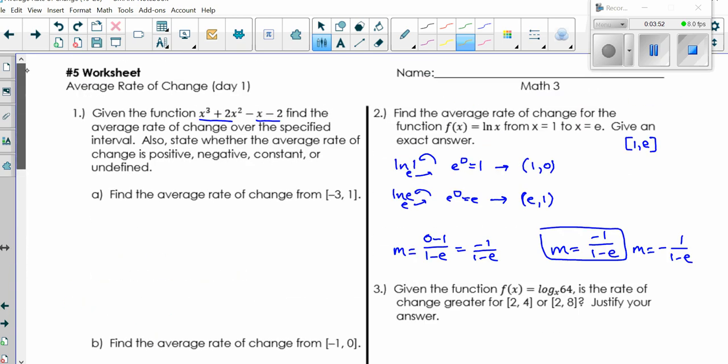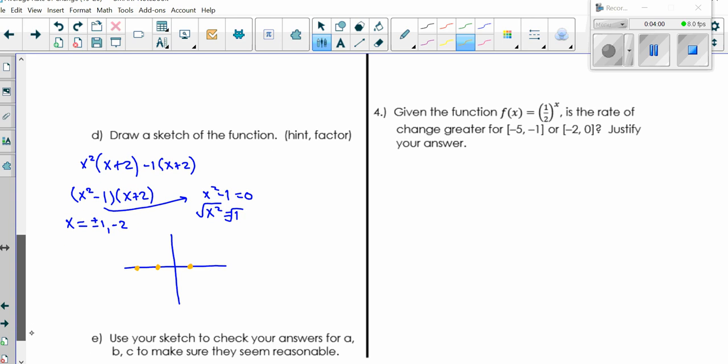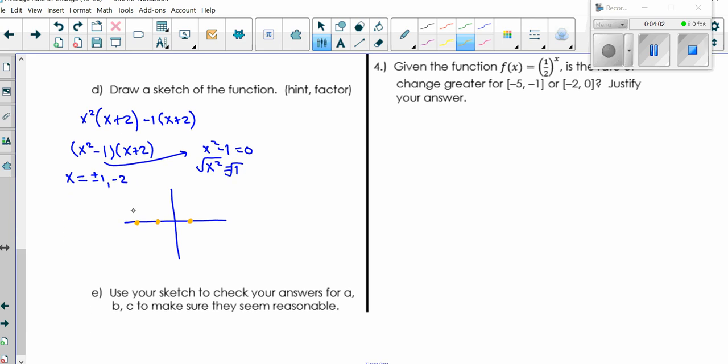If I look back up at this function, it had a positive leading term, and it's odd. Remember, odd has opposite end behaviors, if you think all the way back to Unit 1 to start the year. What that means is that it's going to go through here, and through here. Notice it has opposite end behaviors because it was positive: it started down and finished up.